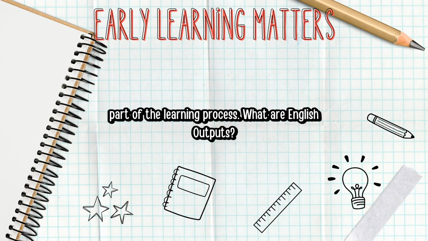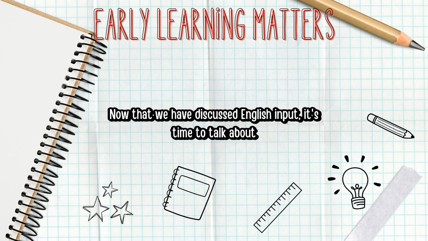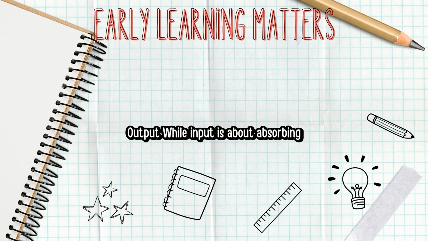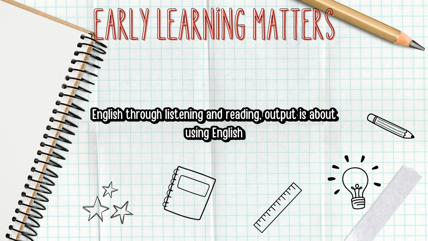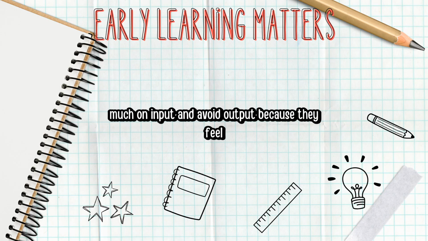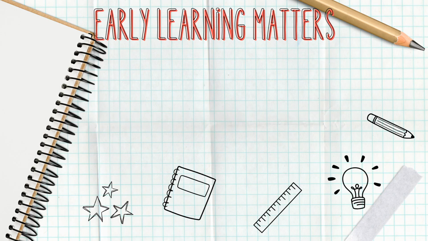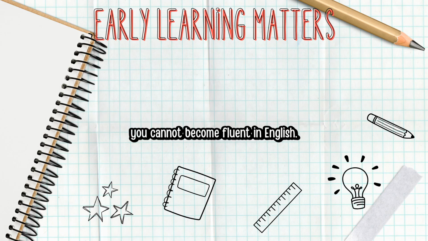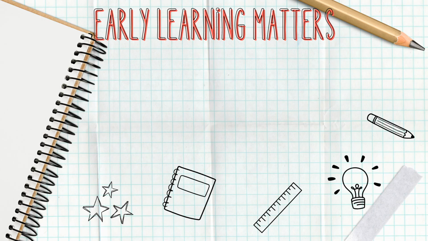What are English outputs? Now that we have discussed English input, it's time to talk about the second half of the language learning process. Output. While input is about absorbing English through listening and reading, output is about using English through speaking and writing. Many learners focus too much on input and avoid output because they feel nervous or afraid of making mistakes. But without output, you cannot become fluent in English.